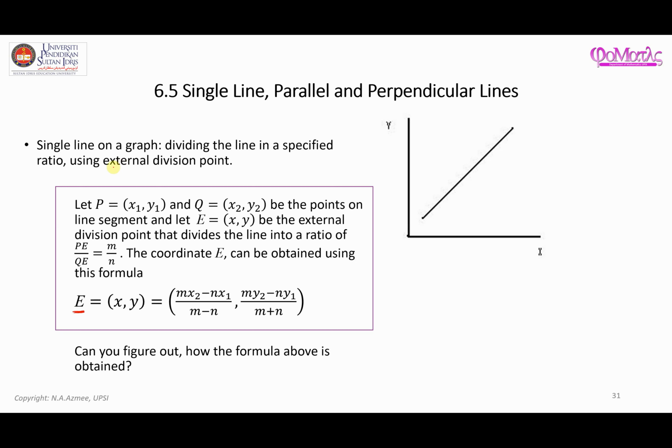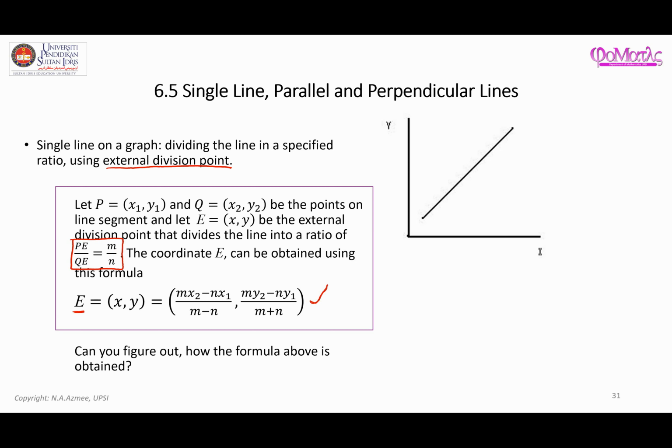In this video, I will be talking about how to find the coordinate for point E, where E here is an external division point, which is a point that is situated outside the line, and this point divides the line into a ratio such that the distance PE over the distance QE is in the ratio of m over n. So the formula to find E is given as such, and I'm going to illustrate to you how the formula is obtained by using a simple diagram here.